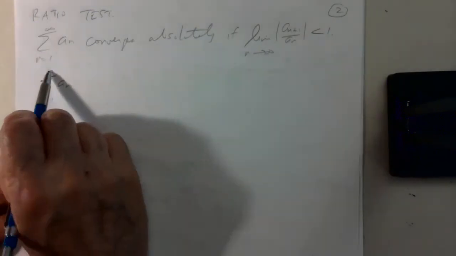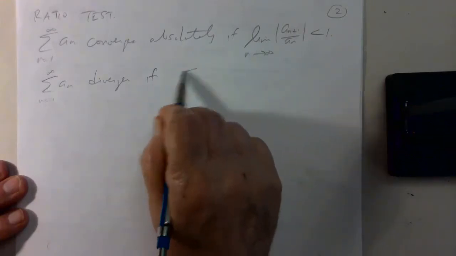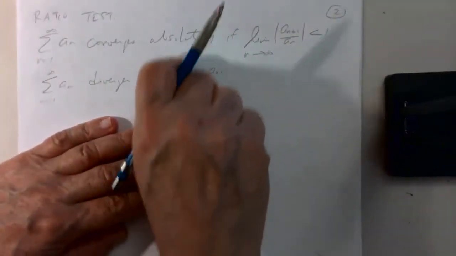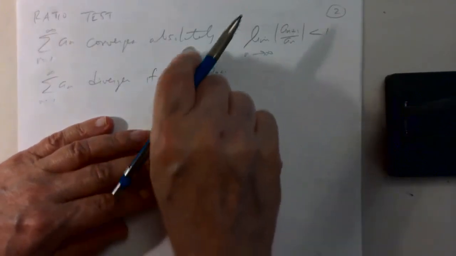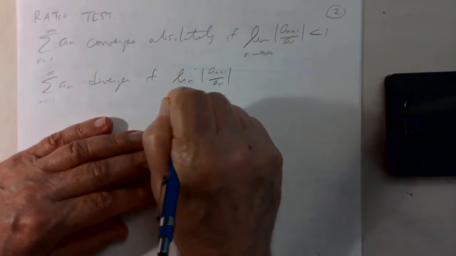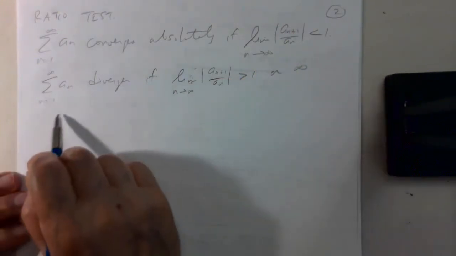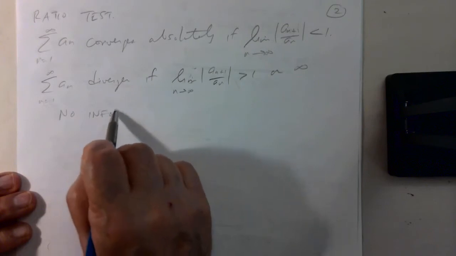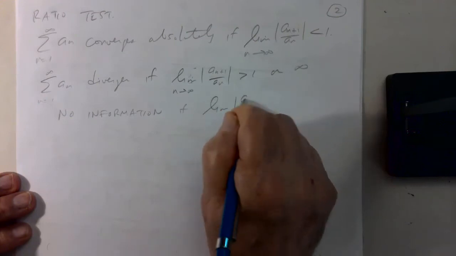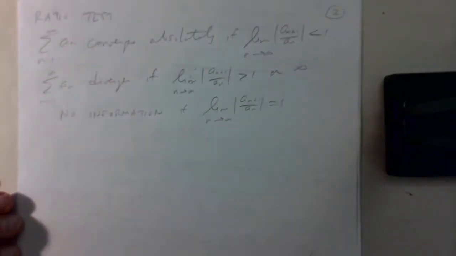Summation an diverges if the ratio of the absolute values of successive terms converges to a number bigger than 1 or infinity, and we have no information if the limit is equal to 1, or if the limit doesn't exist, let's say.